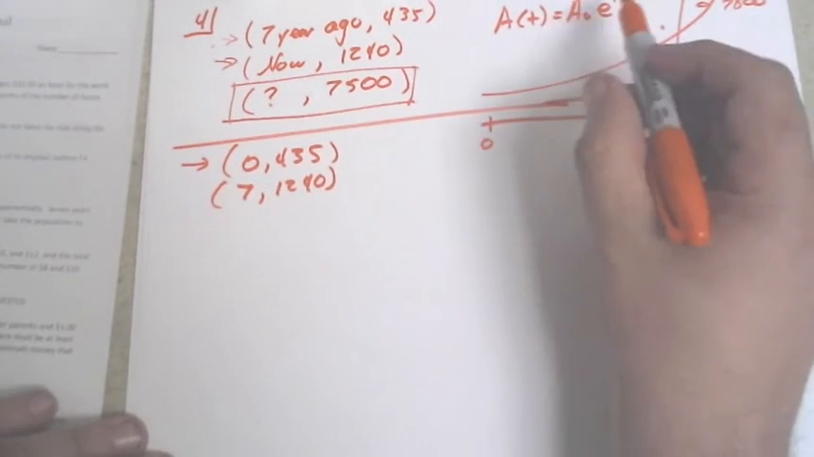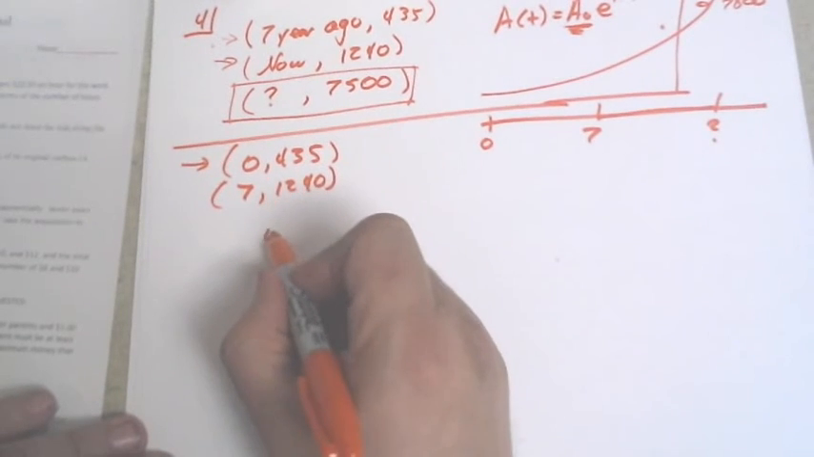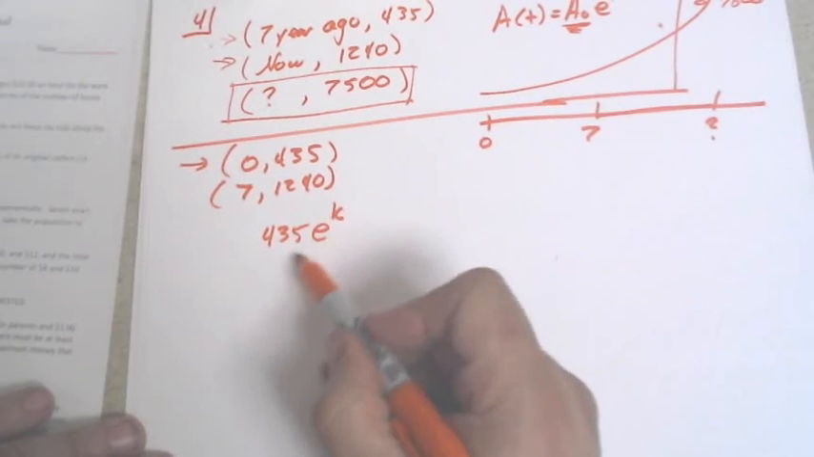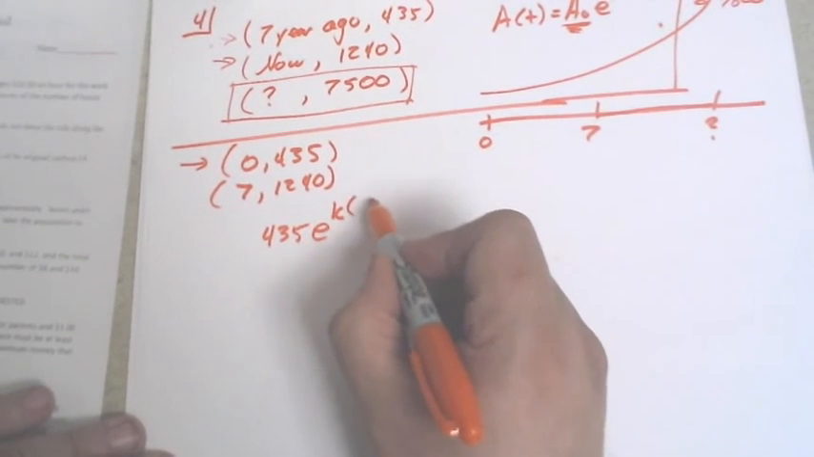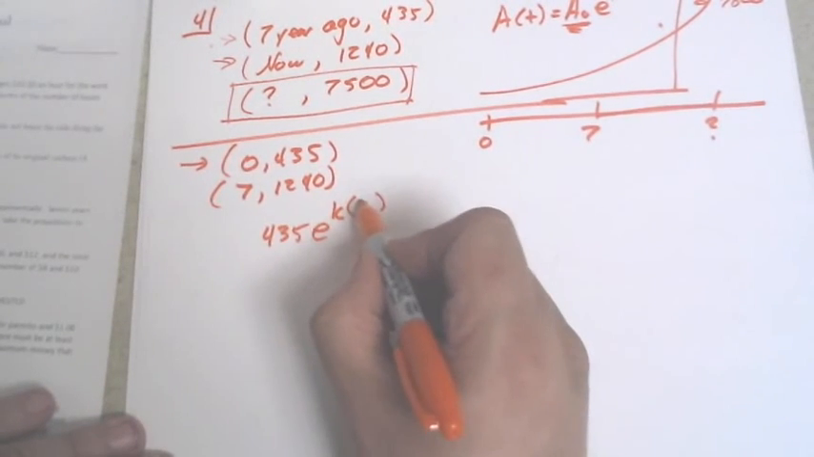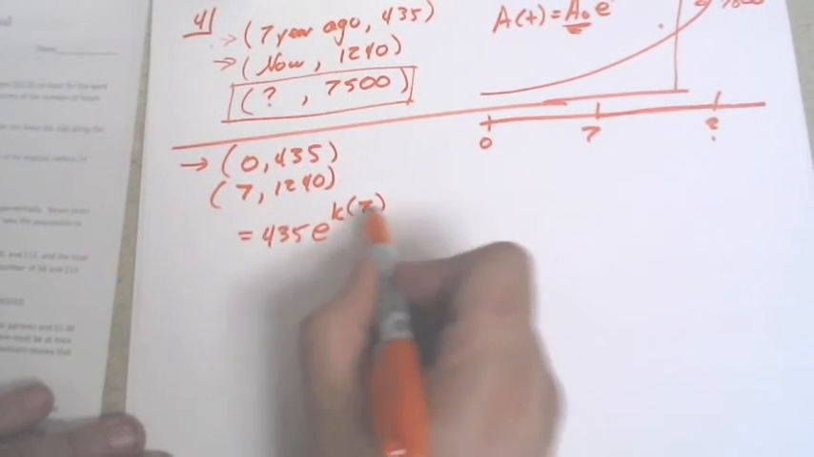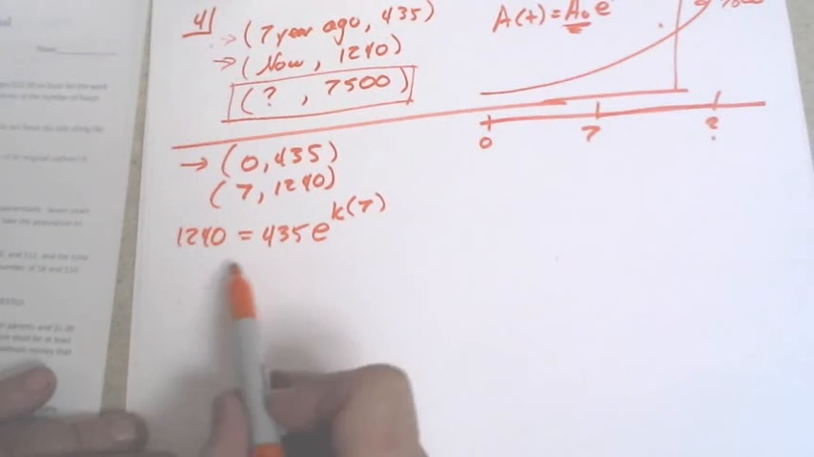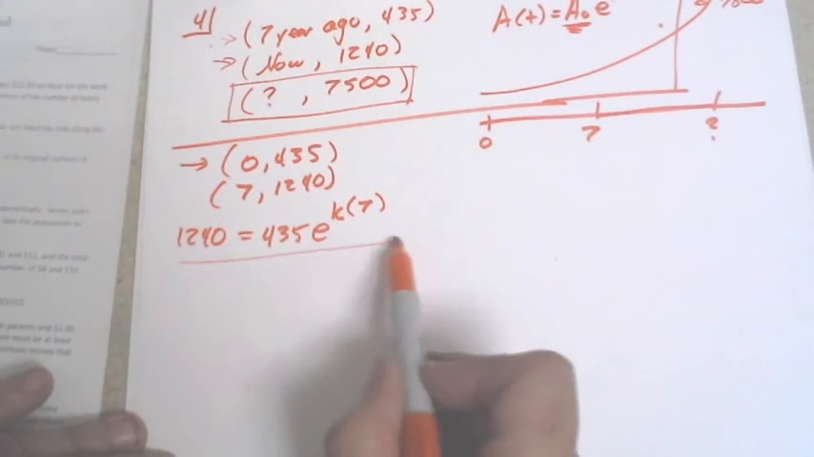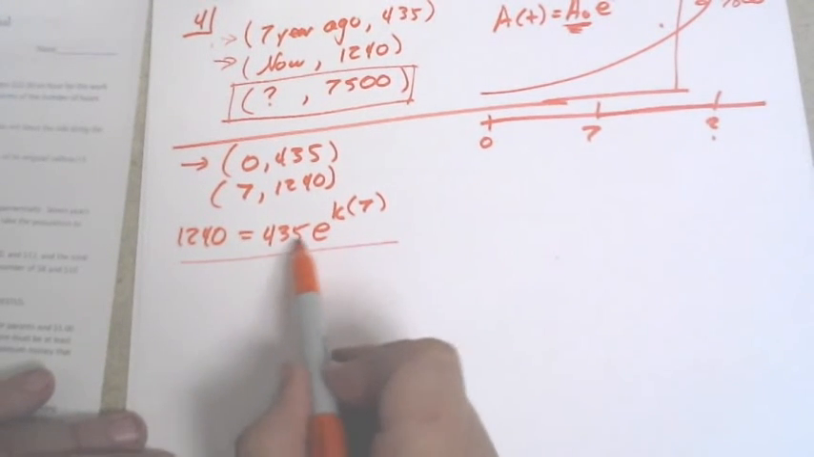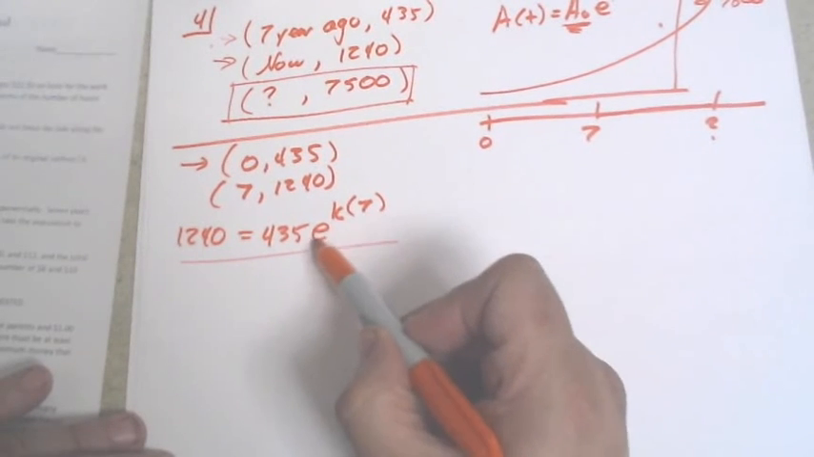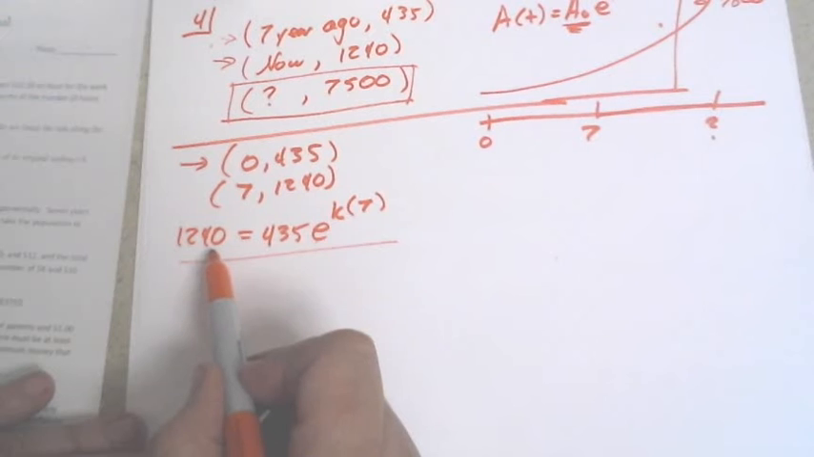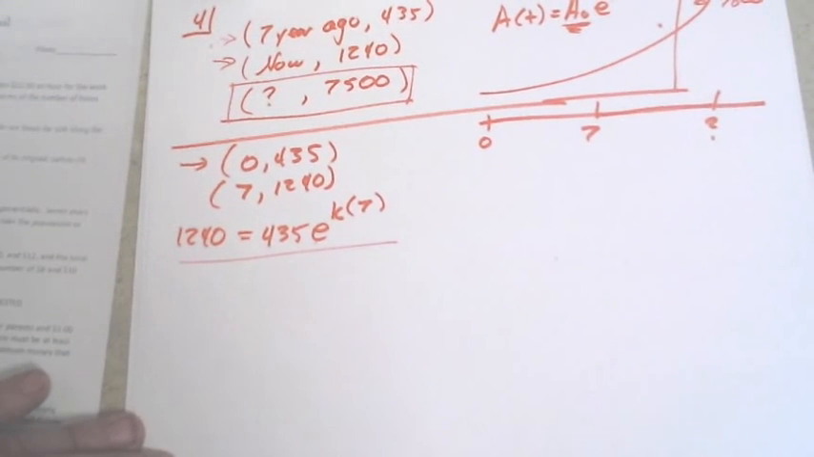So what this means is that our initial value was 435. We grew exponentially, so e to the k. For how long? Well, this took 7 years. And after those 7 years, we had 1,240 birds. You want to try to make sure you can read this in that way. I started at 435 individuals. I grew exponentially for 7 years and ended up with 1,240 individuals. That's what this relationship is expressing.